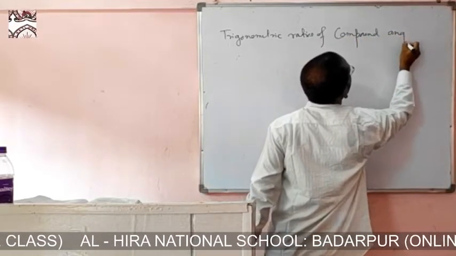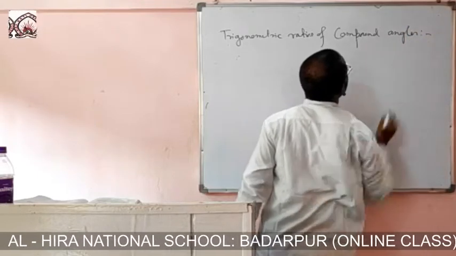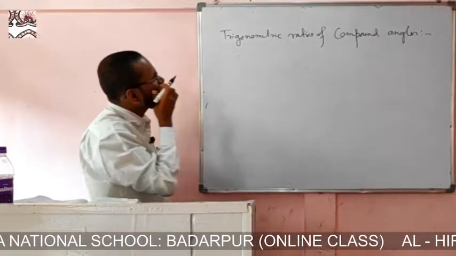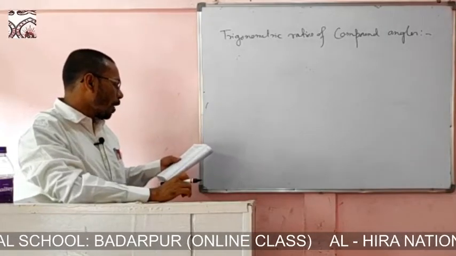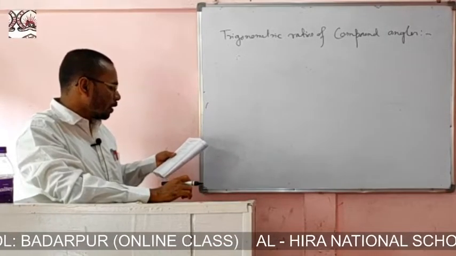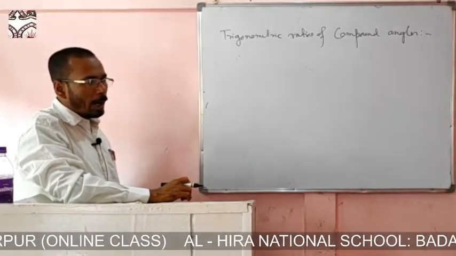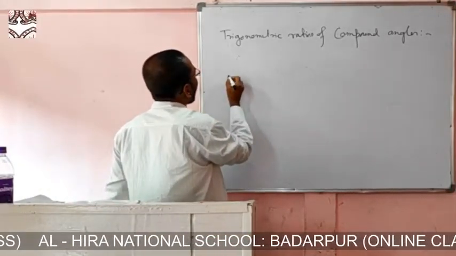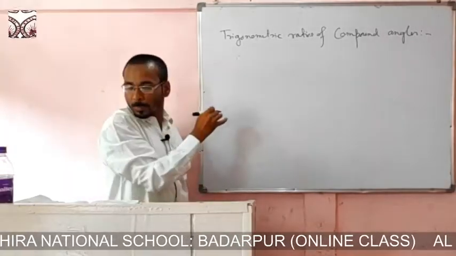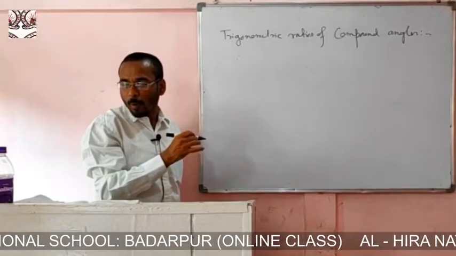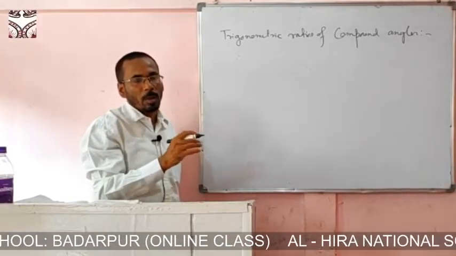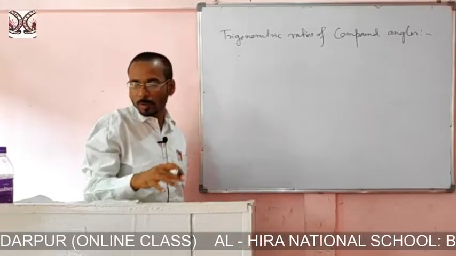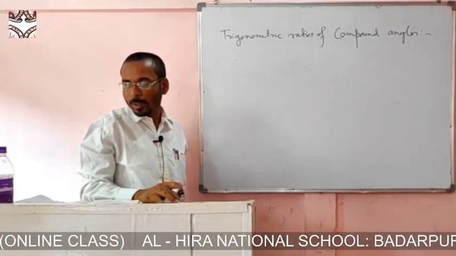This is most important: trigonometric ratios of compound angles. Earlier we discussed one angle. Now compound angle means addition or subtraction: addition of two angles and subtraction of two angles. So trigonometric ratios of A plus B.